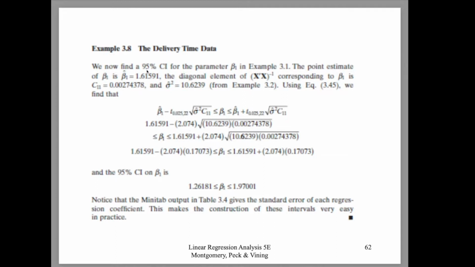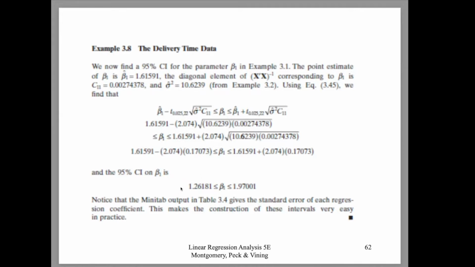Because we are constructing a 95% confidence interval, we have to get the upper 2.5 percentage point of the t distribution with n minus p degrees of freedom, which in this case is 22. So that t value is 2.074. We multiply that by the estimated standard error of beta 1 hat. We subtract that from beta 1 hat to get the lower endpoint. We add it to the point estimate to get the upper endpoint. And so that would give us a confidence interval that ranges from 1.26181 up to 1.97001.